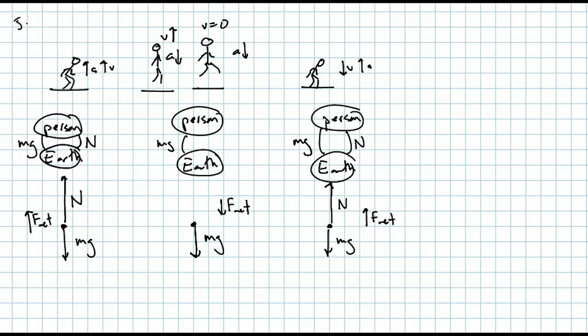Even though I'm moving down this time, I'm still accelerating upward. I know that I'm accelerating upward because I'm moving down and slowing down. So the acceleration has to oppose the velocity.